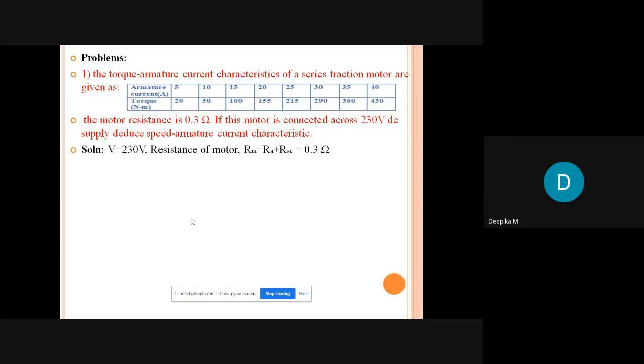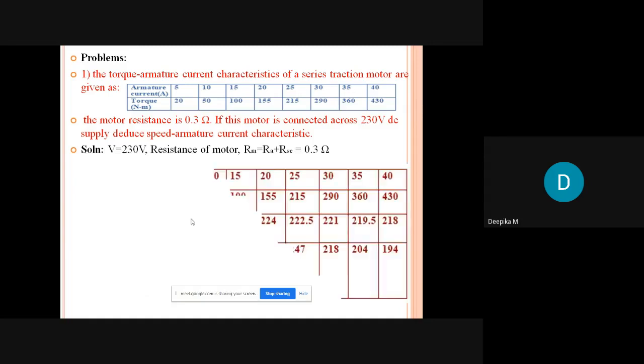The voltage is 230 volts, and the resistance of the motor is the armature resistance plus the series resistance. Because in the series motor, the armature winding is connected to the series winding. Hence, the total motor resistance is equal to the sum of armature resistance plus series resistance. But the series resistance is very small. Hence, we can also write the motor resistance as the armature resistance only. Hence, RM is nothing but RA, which is 0.3 ohm.